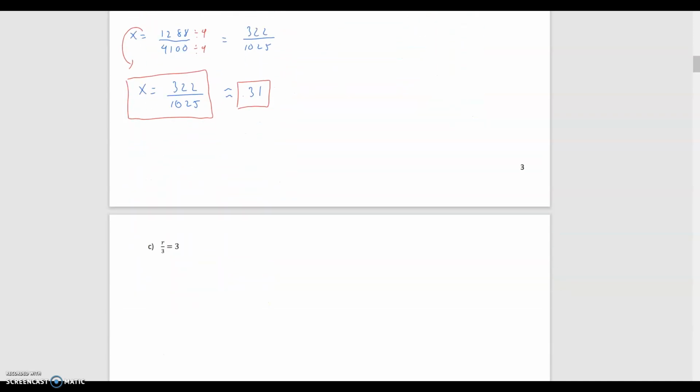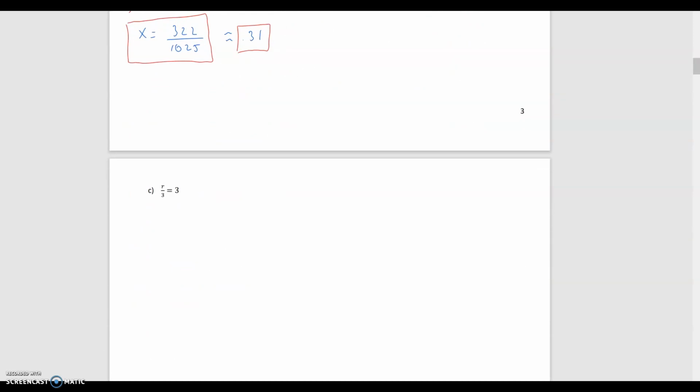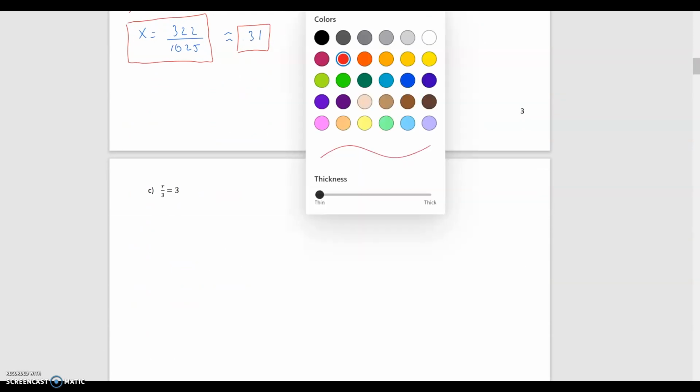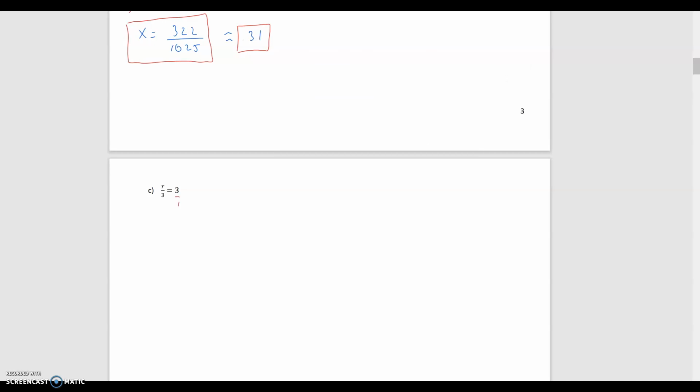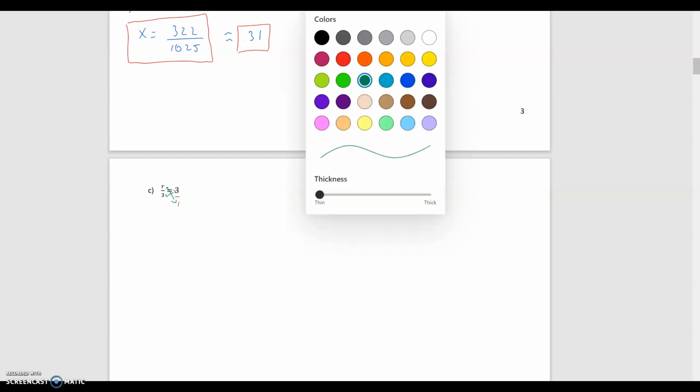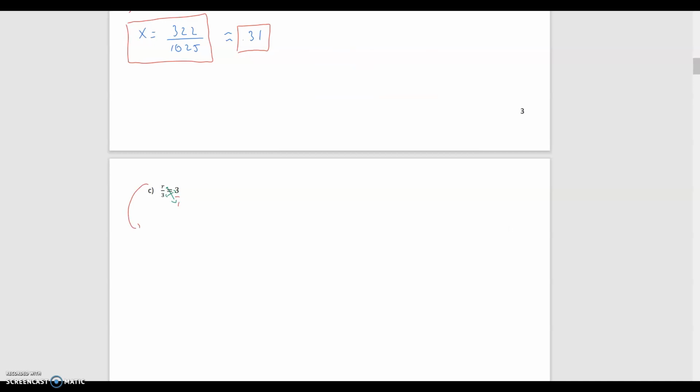Let's move on to problem C. And good news on problem C. So on problem C, we just have the 3 divided by 1. As we carry the cross multiplication, so we're going to be multiplying by 3 and by 1, we're going to end up with 1 times r is equal to 3 times 3, or r is equal to 9. And that's it for this one.